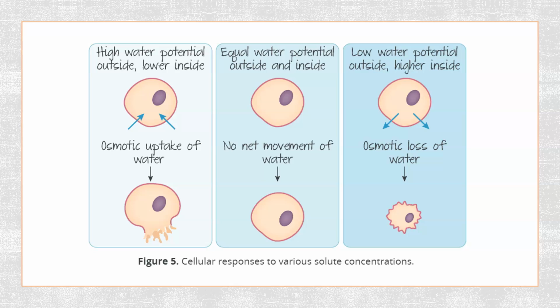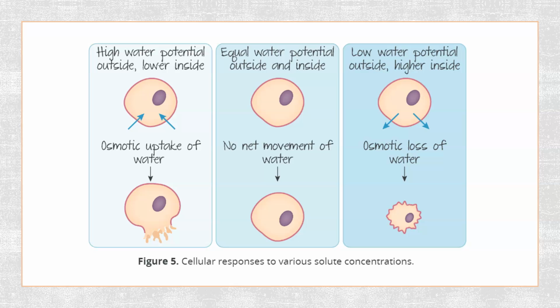What does this do to a cell? Okay, if we have a high water potential outside the cell, okay, then that water from outside the cell wants to move into the cell. Okay, what happens if the cell takes on too much water? It will explode. If the water potential inside and outside of the cell is the same, then there's no movement of water, our cell remains the same.